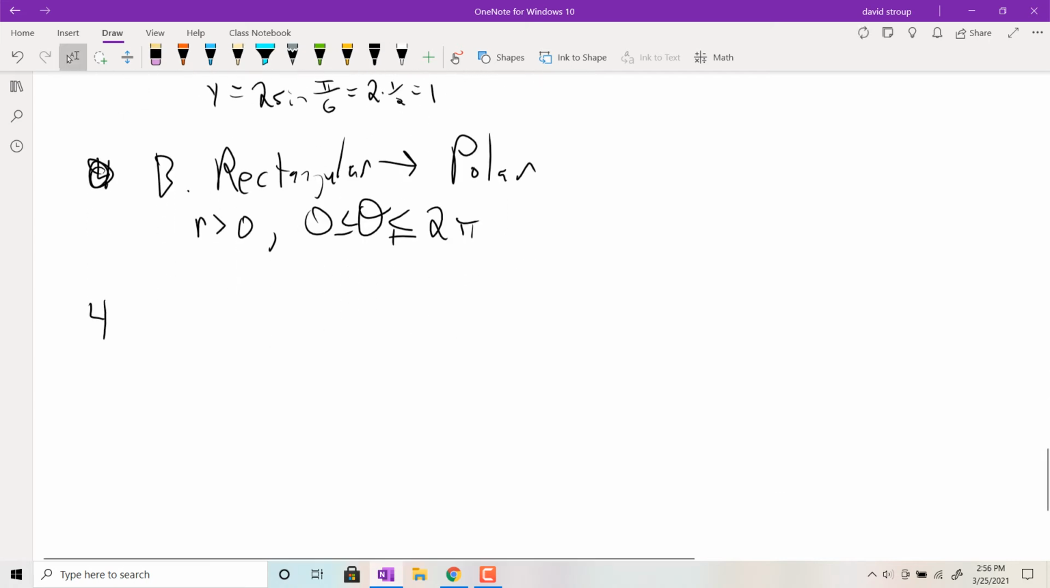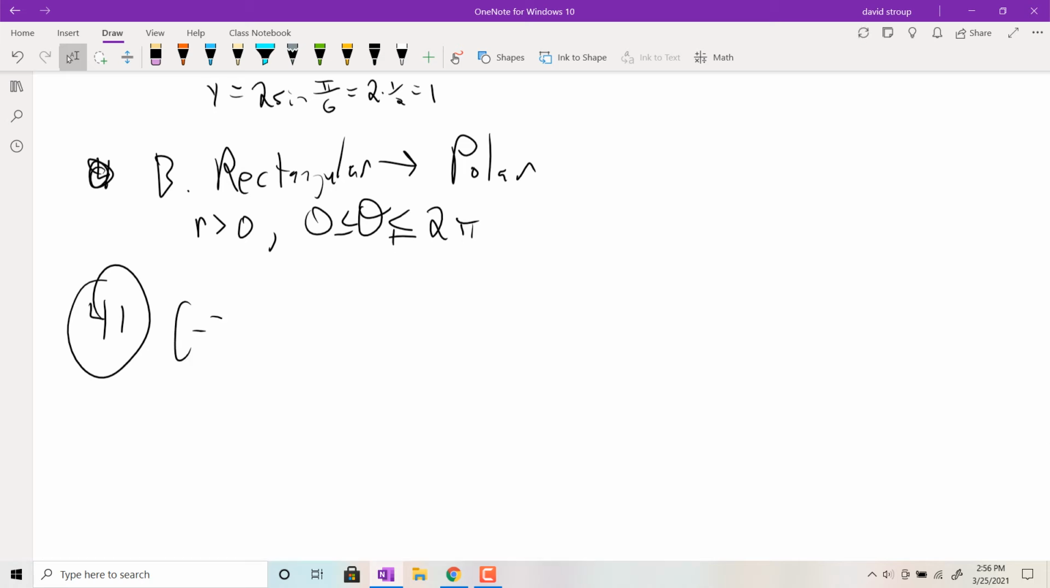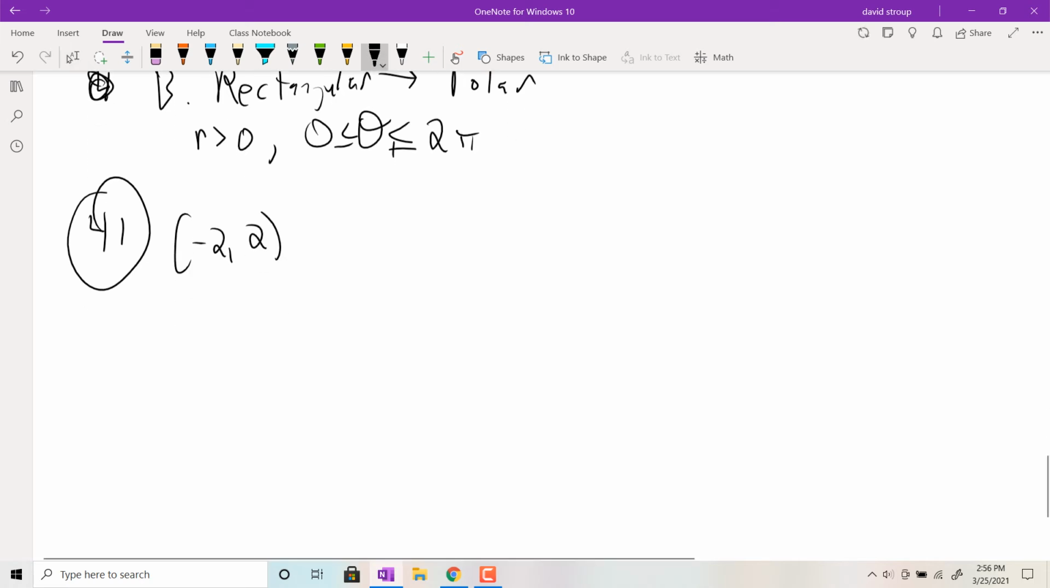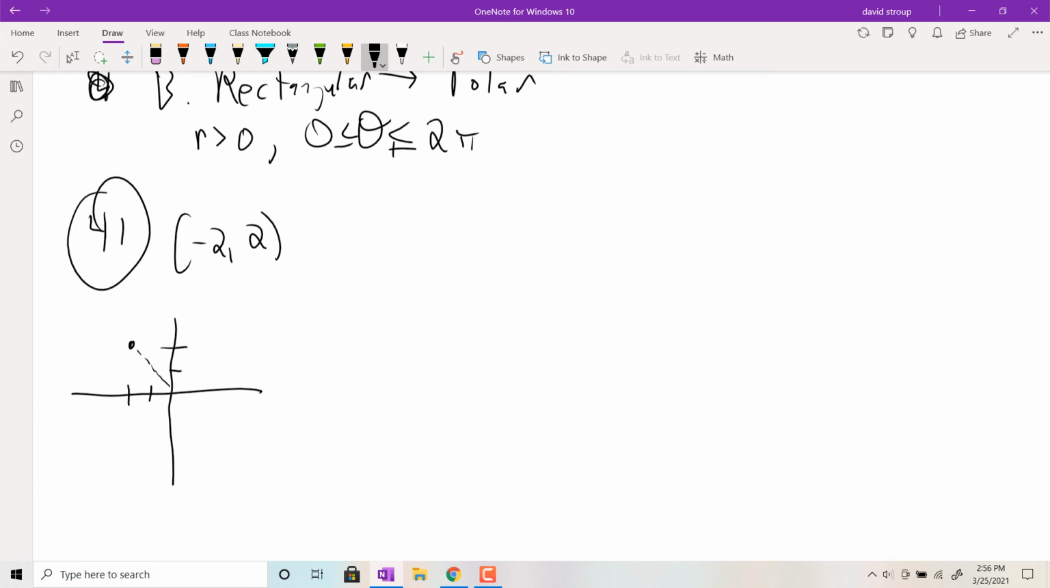So let's look at 41, sorry. I got negative 2 comma 2. You want to graph it. You may always graph it. That way you don't forget. So it's negative 1, 2, 1, 2. So you're in the second quadrant.